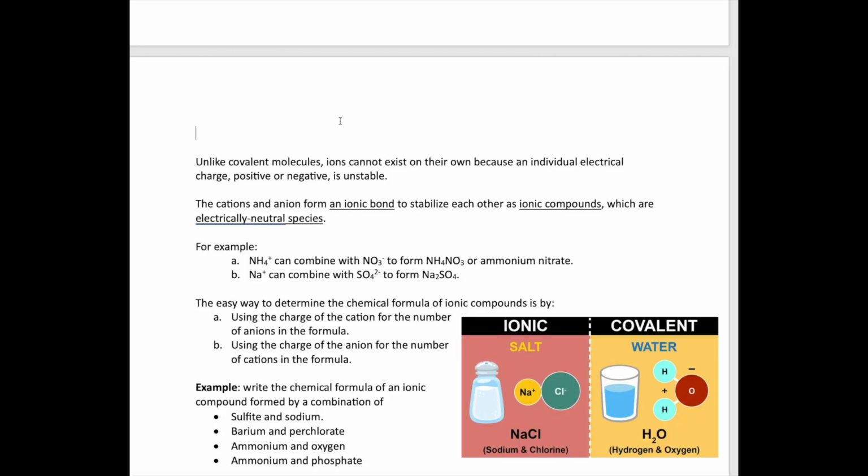Covalent molecules, the ones that we talked about previously, they're already stable. They have neutral charges. There's no reason for you to react anymore. But ions are not neutral. Ions could either be positive or negatively charged.